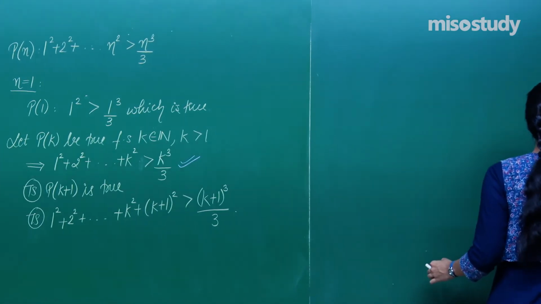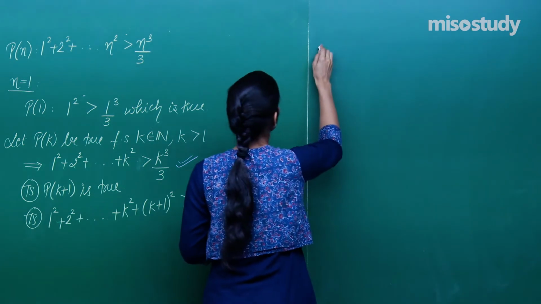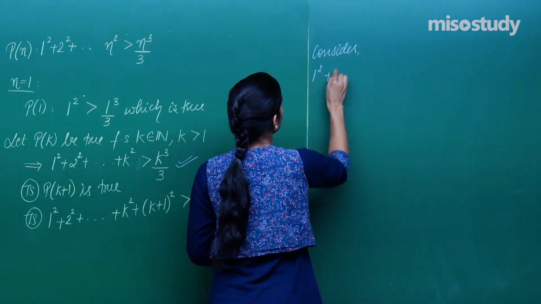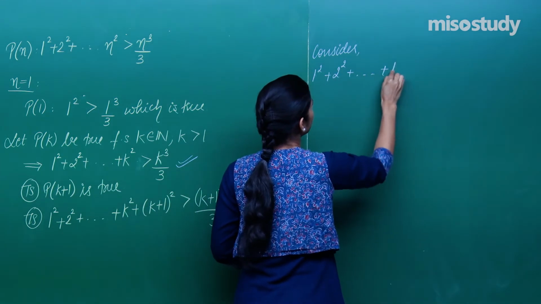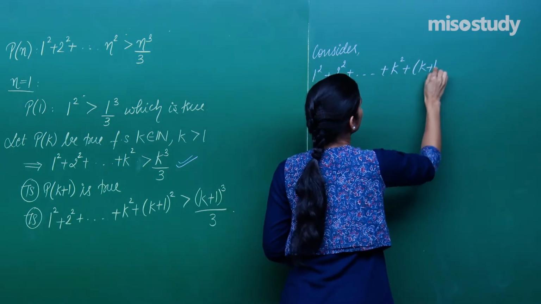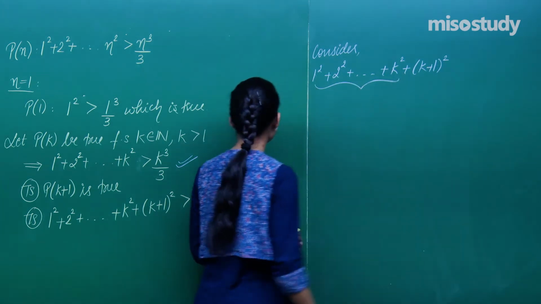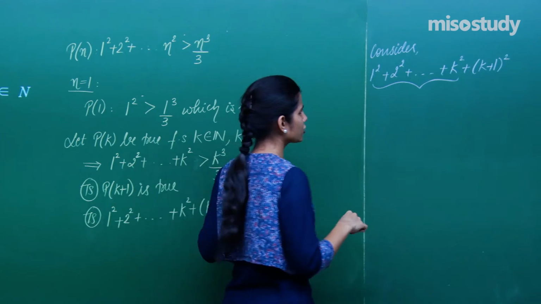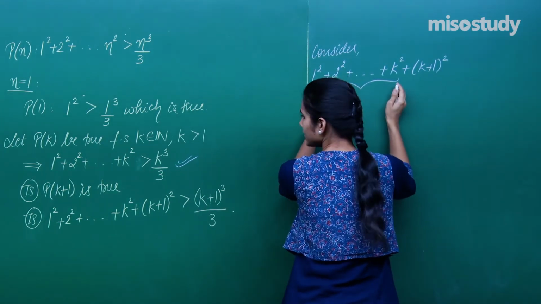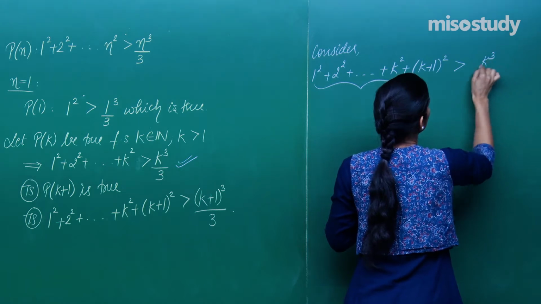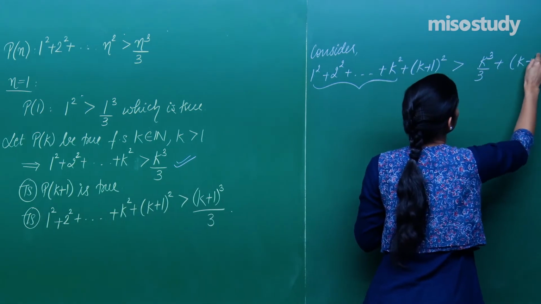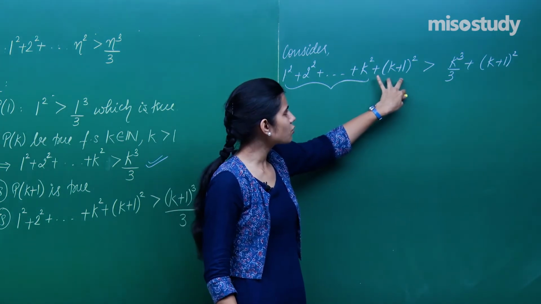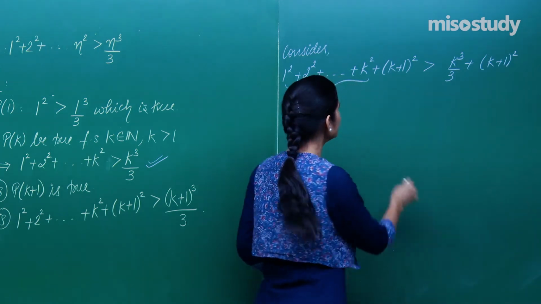Let us assume the left hand side. Consider 1 square plus 2 square plus and so on plus k square plus (k+1) whole square. Now from 1 square till k square, I already have the value, it is strictly greater than k cube by 3 by the induction hypothesis. So this is greater than k cube by 3 plus (k+1) whole square. This portion is strictly greater than k cube by 3, so this portion plus this quantity is greater than k cube by 3 plus this quantity.